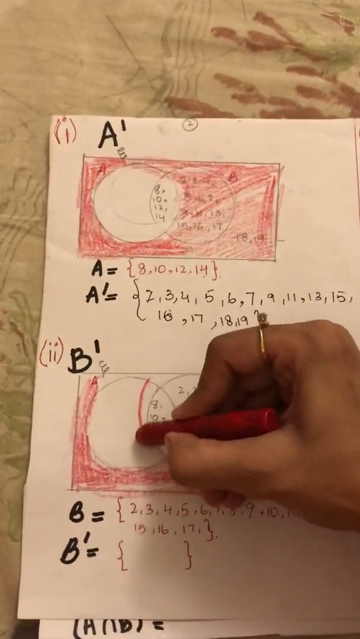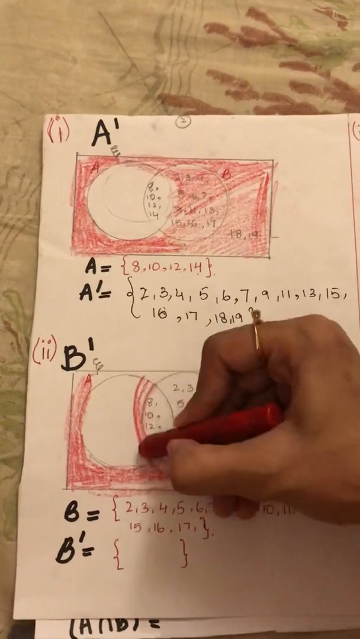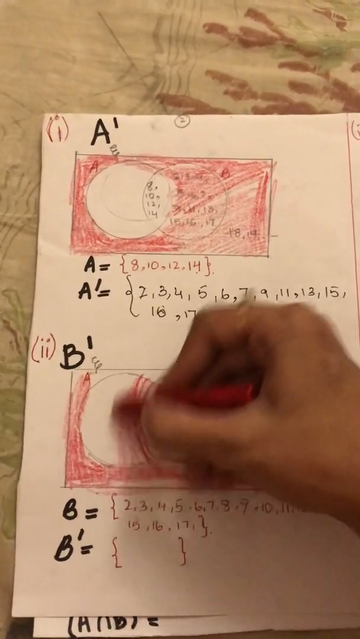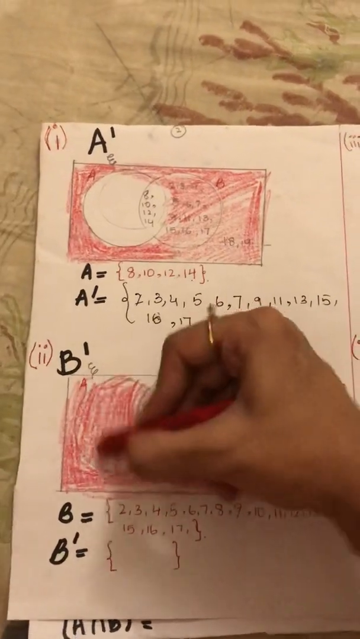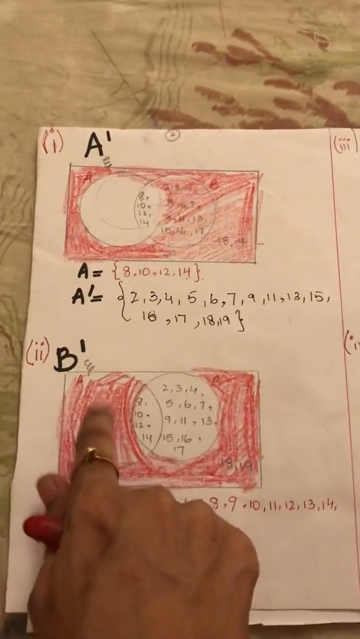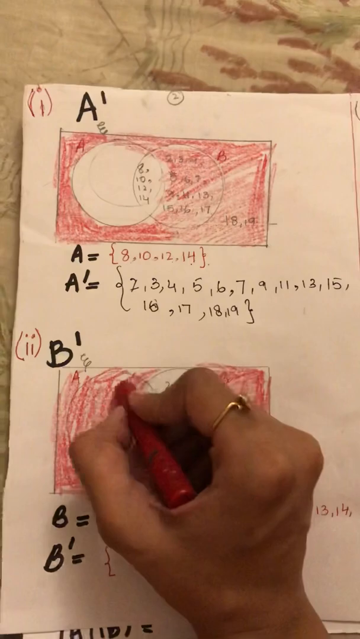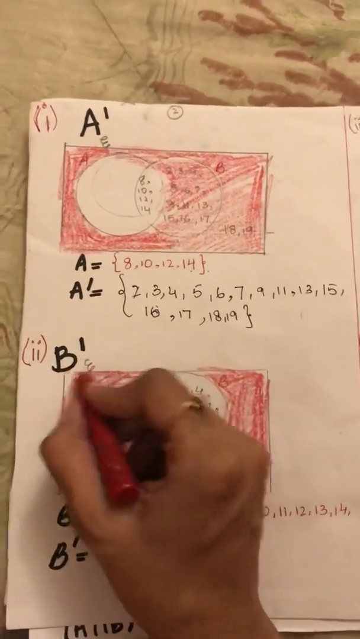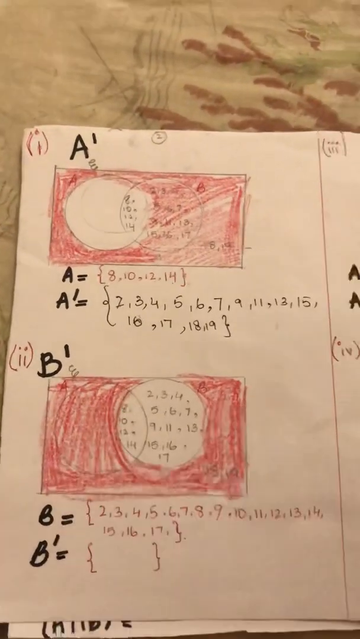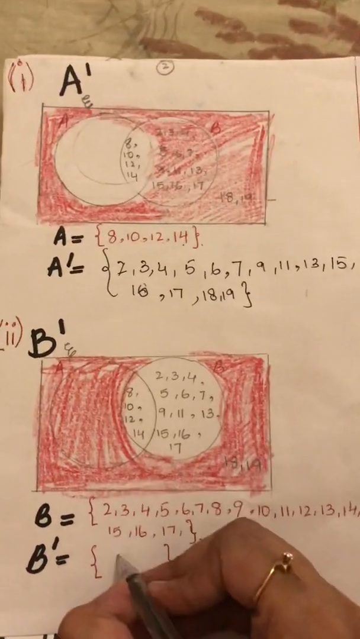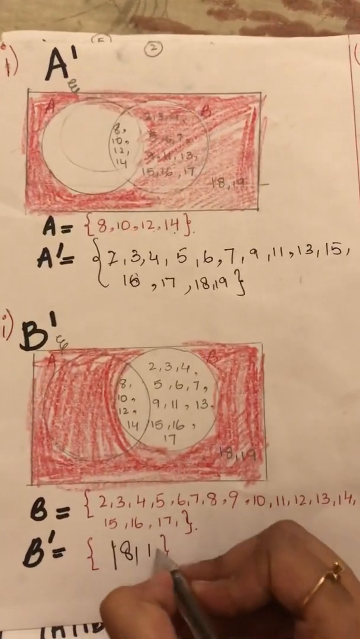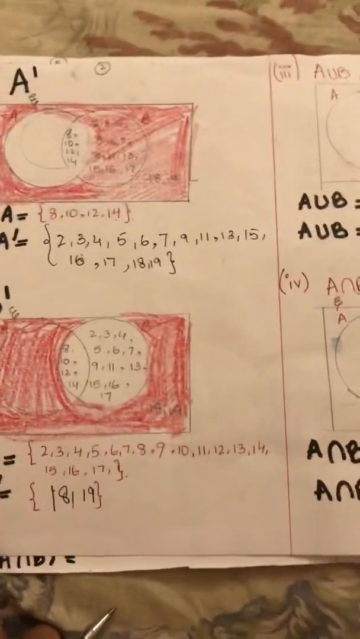Actually we'll shade this part as well, because set A does not belong to B, yes, so this will also cover, but as there is no element over here, we are not including it. When there are no elements in this part, then naturally nothing can come from there, which means these two elements, 18 and 19, are the answer of B complement or B prime.